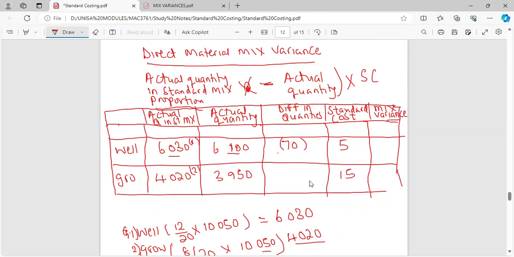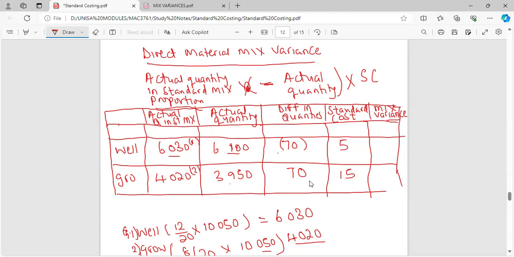So let's also look at here. Here you can see it's favorable, this one. It's going to be favorable because the standard is less than the actual. So it's going to be 420 minus 3950. So this one is also giving me 70. I don't know if my calculator is right, but this one is now favorable.